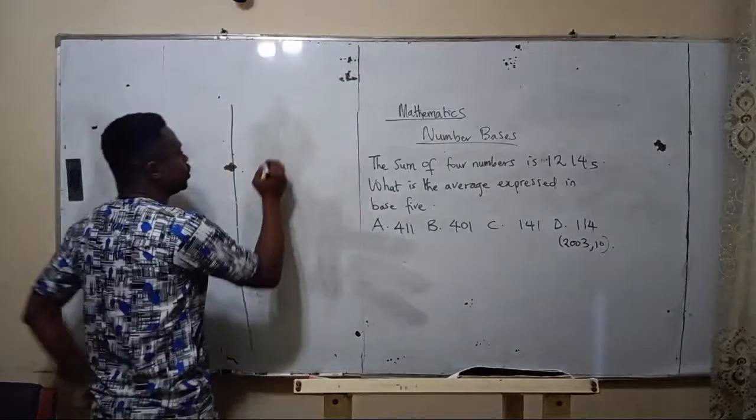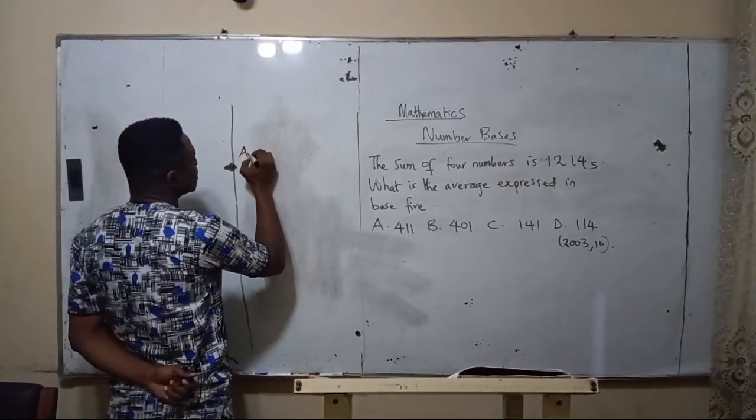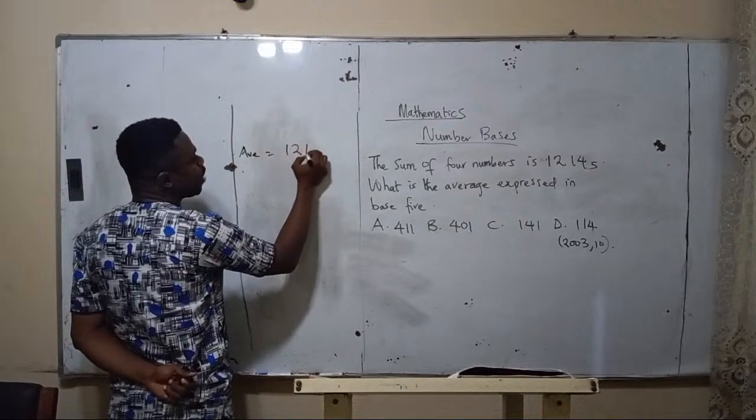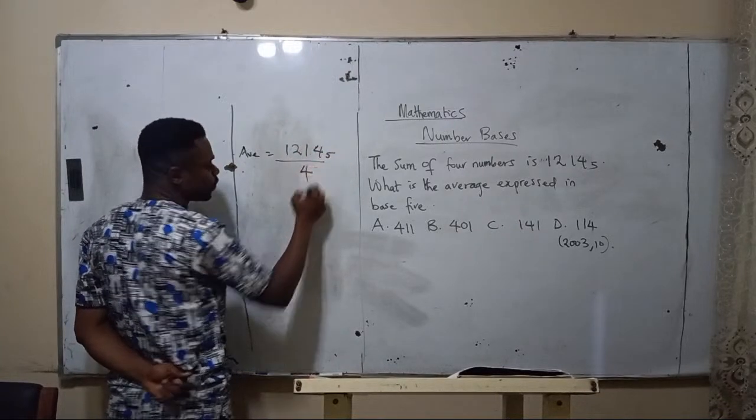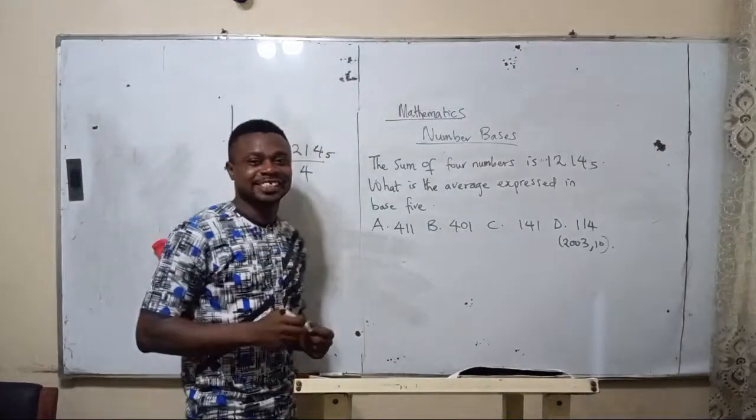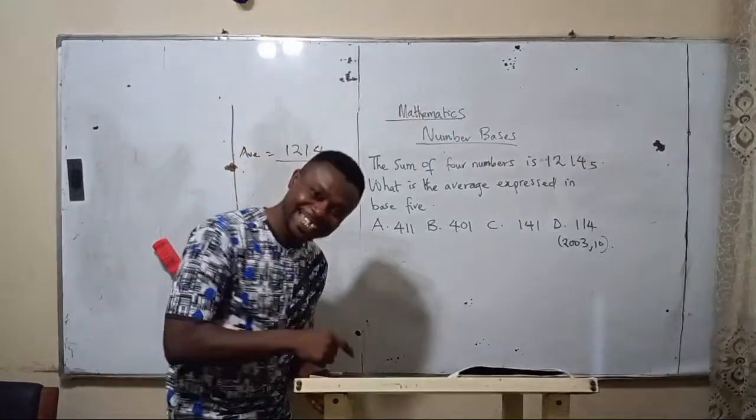So the average is what? The average is 1214 to base 5 divided by 4. The next question is this: is this 4 in base 10 or in base 5?